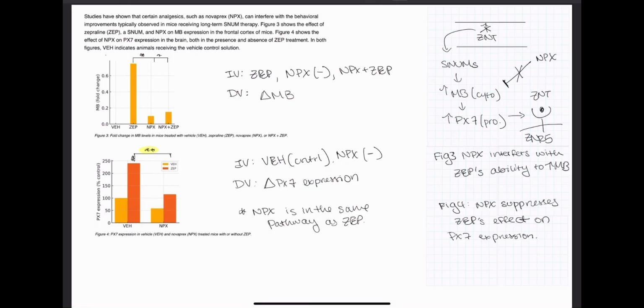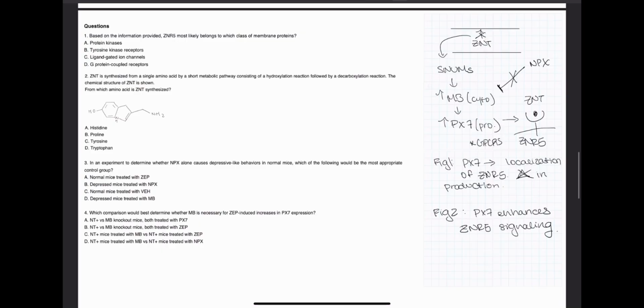Okay, we'll move on to the questions, and I'll move our flowcharts and our figure evaluations down to the questions so we do not have to keep going back and forth to the passage. But if there is something that we really need from the passage, we'll go back up. Okay, moving on to the questions.